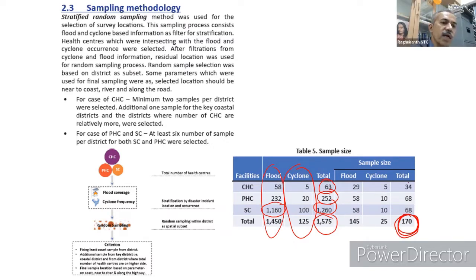In that, 34 are community health centers. A community health center means it's a big hospital. Then primary health centers are a little smaller. Then 68 sub centers have been selected here.